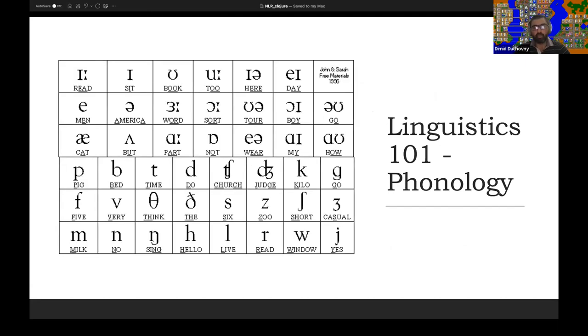The IPA is international, it's universal, more or less. And when we're talking about a specific language, we're more interested not in phonetics, but rather in phonology, which means which phonemes are used in the language. And the reason is that many people have their own way of pronouncing things, and these differences might not matter so much. They don't affect our understanding.